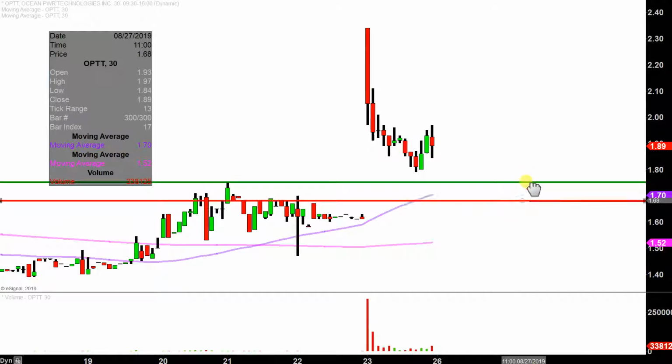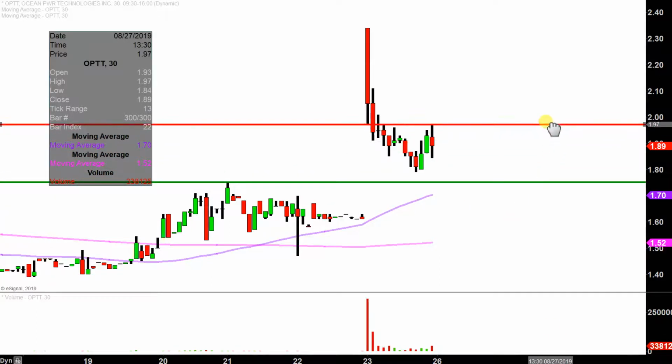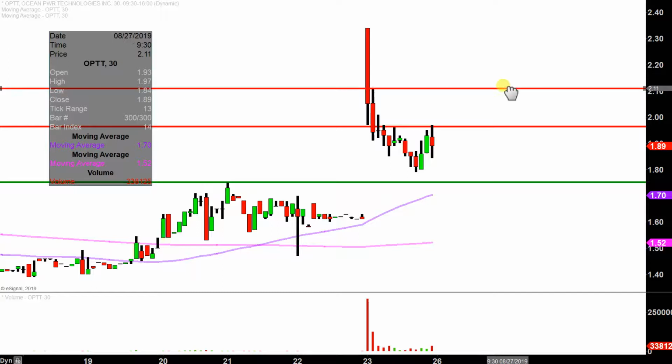As far as areas of resistance are concerned in the very near term, keep an eye on that $1.97 mark. And then after $1.97, next key level after that, up there at $2.10. So $1.97, $2.10, two of those near-term levels. Then after that, yeah, things start to space out again.